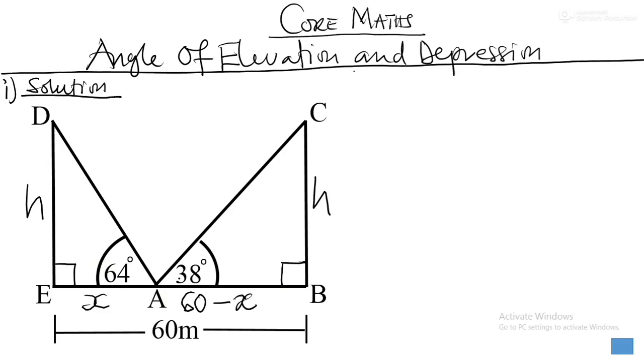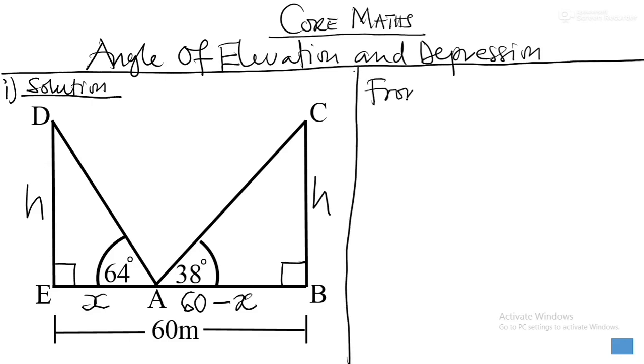So we have a complete labeled diagram. Now to find the height of the poles, we will focus on the right angle triangle ADE, and then we'll also do the same thing for the right angle triangle ABC. So we'll find the height of the pole based on triangle ADE, and then based on triangle ABC. Okay, good. So let's proceed.